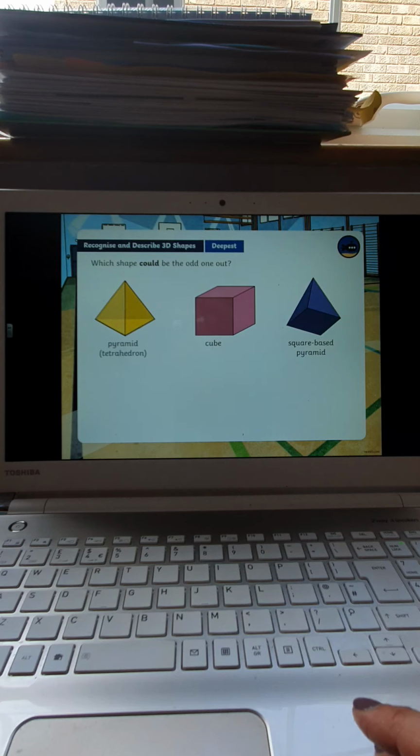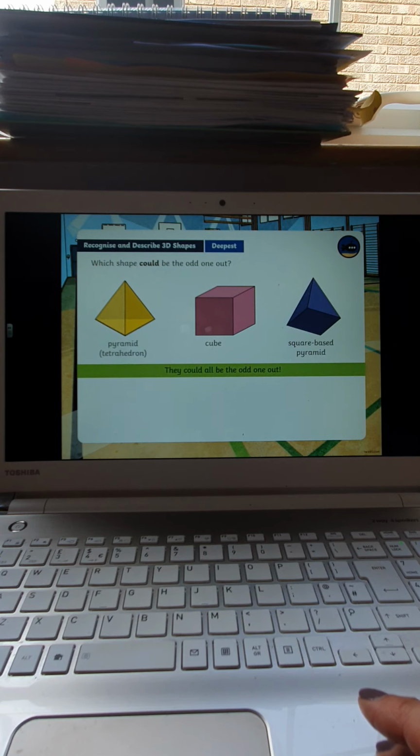Which shape could be the odd one out? It could be any of them. They could all be the odd one out. It could be that the square is the odd one out because it's the only one that doesn't have any triangular faces.